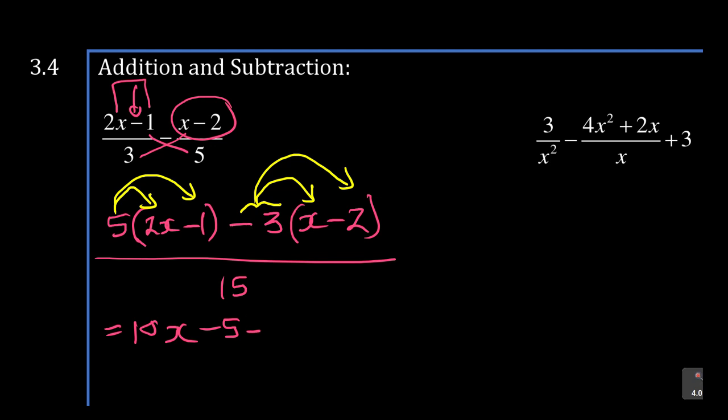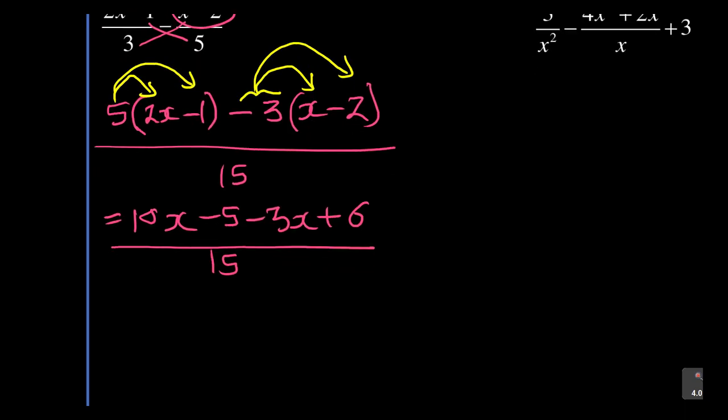Minus 3 times x is minus 3x. And then students won't see this minus. They'll say 3 times minus 2. Then they get minus 6. But it's minus 3 times minus 2, which is a positive 6. That's where things change. Divided by 15.